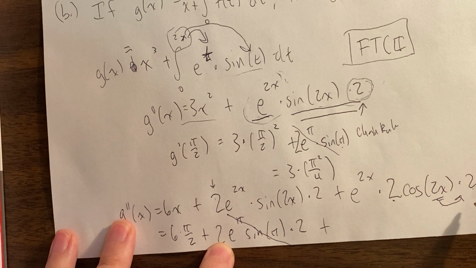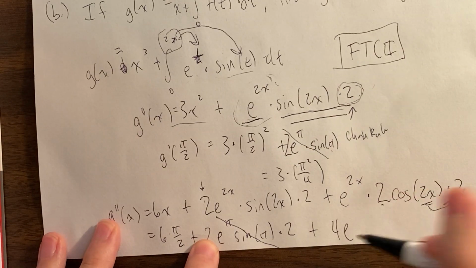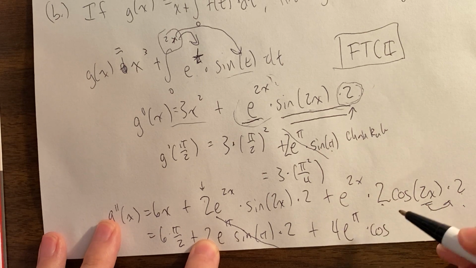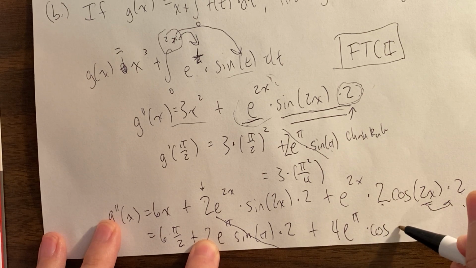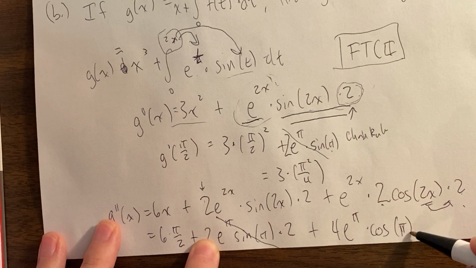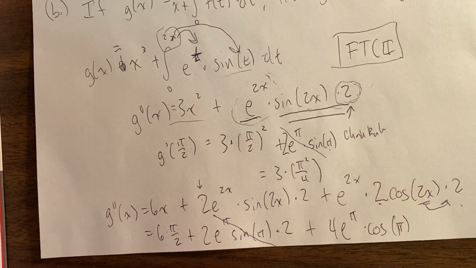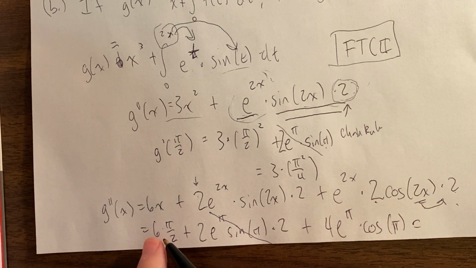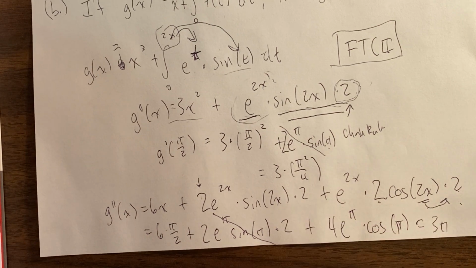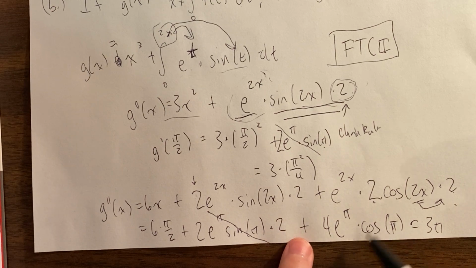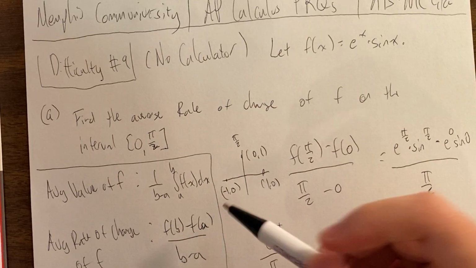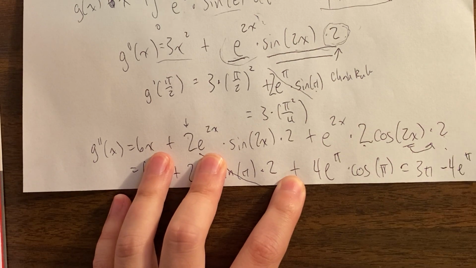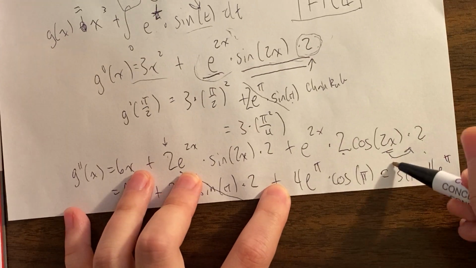We're going to combine these two 2's right here to be 4. E to the pi again, because we're plugging in pi over 2. And then we get cosine of, not 0, cosine of pi. Because when we plug in pi over 2, we're going to get pi. 2 times pi over 2 is pi. So then we're going to simplify. It's going to be 3 pi. And then finally, cosine of pi is -1 from the unit circle. So it's going to be -4 e pi. And you can't really simplify that, so that will be our answer.